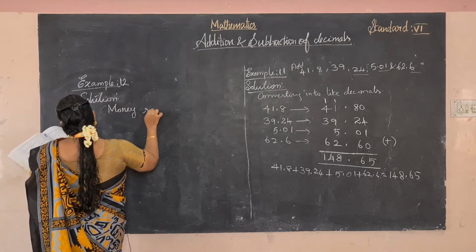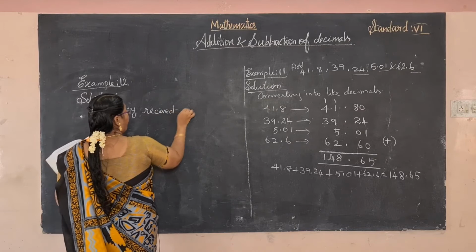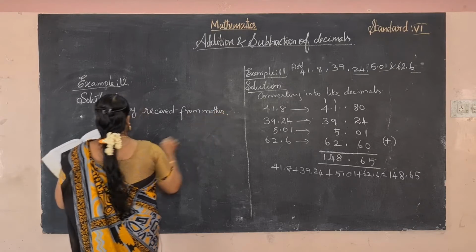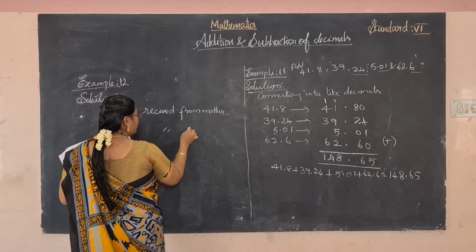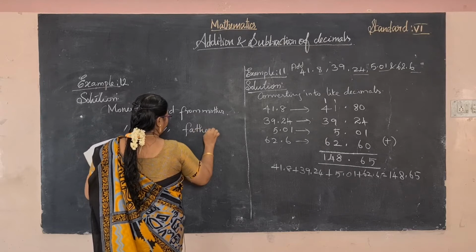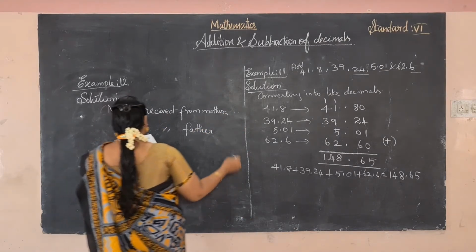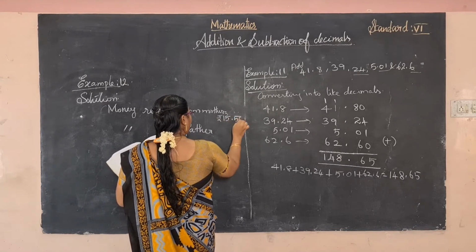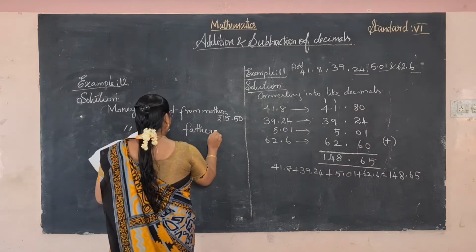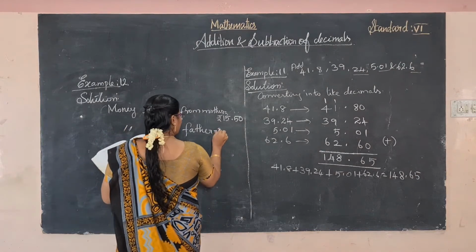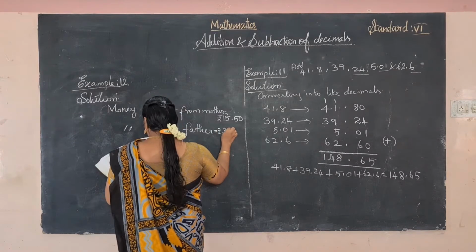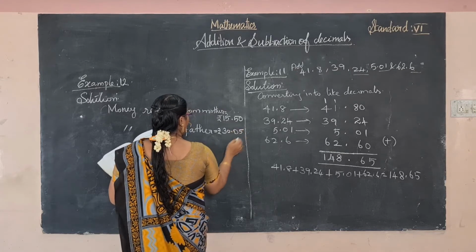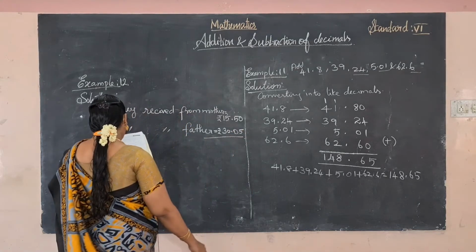Money received from mother, and next money received from father. How many rupees from mother? Rupees 50 pies. And from the father, rupees 30, 5 pies. Okay, we want to find out how much money he got.